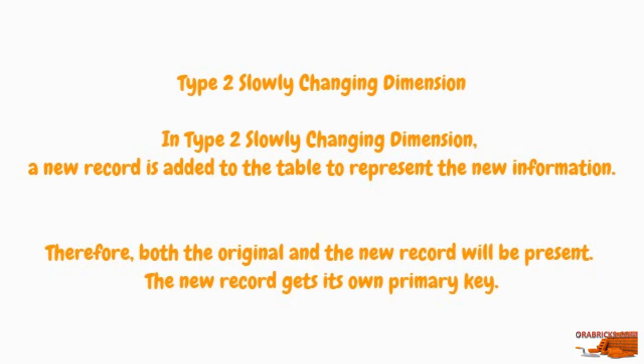In Type-2 slowly changing dimension, a new record is added to the table to represent the new information. Therefore, both the original and the new record will be present in the final dimension table. The new record gets its own primary key.